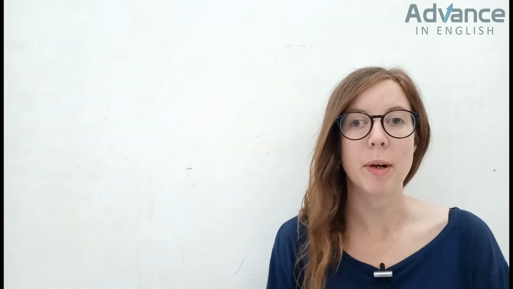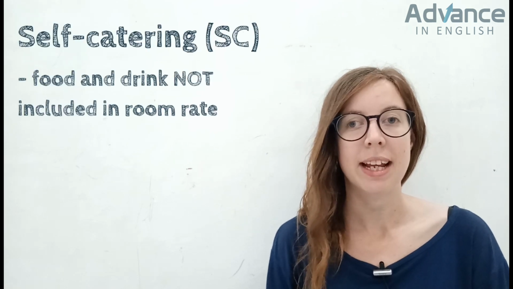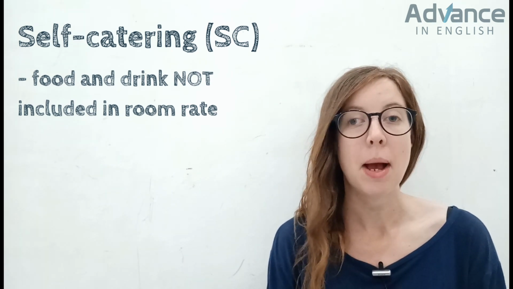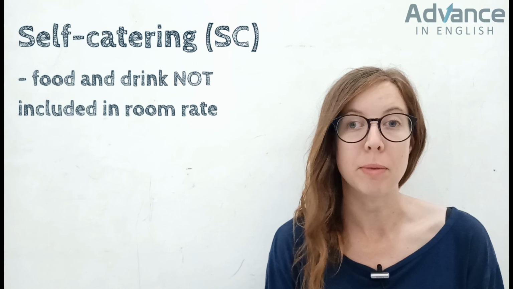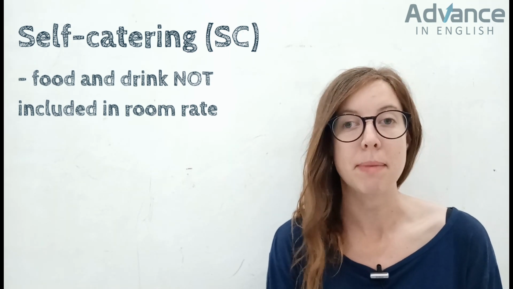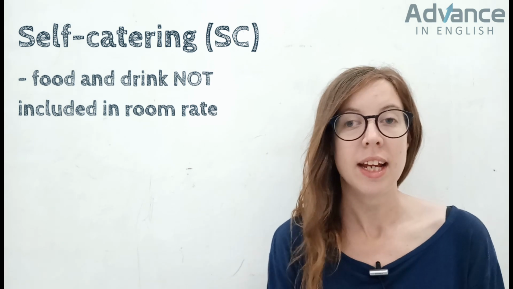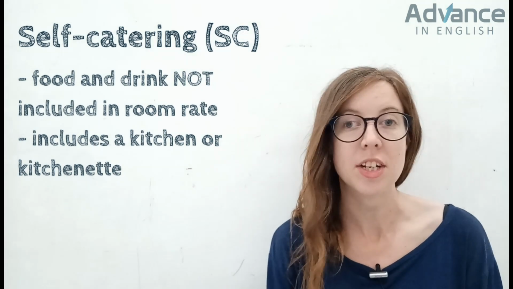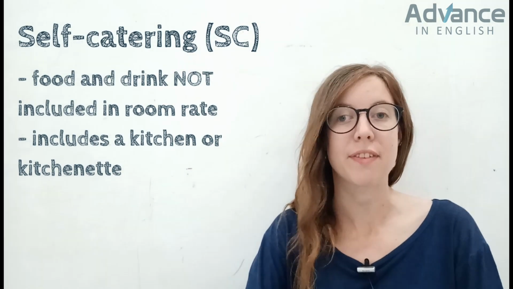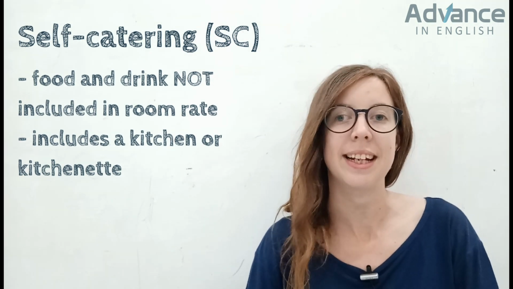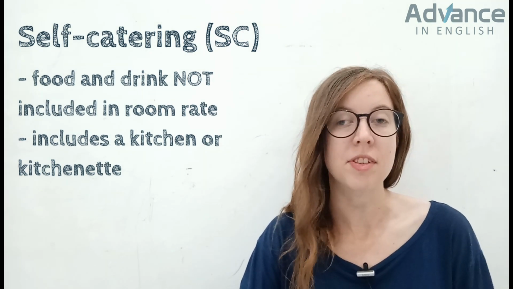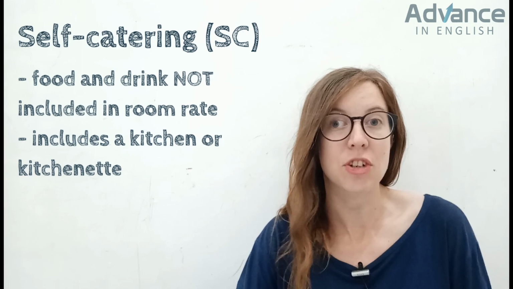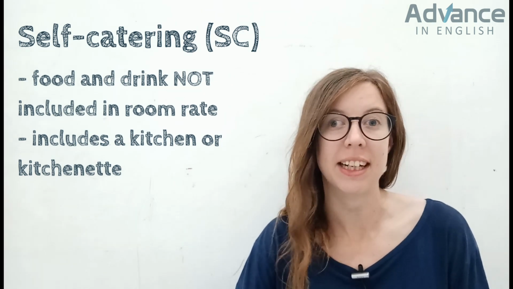The next level up from room only is self-catering. This is again where the hotel won't include food or drinks within the room rate, but there will be extra facilities within the room so that the guest can cook some meals in the hotel. In the room there might be a kitchen or a kitchenette, which is basically just a small kitchen. In a self-catering room, it's quite common to find things like a fridge, that's probably the most likely, and a cooker, or a hob or a stove, and maybe there might be a microwave oven, or even an actual full oven, but that's really less common.